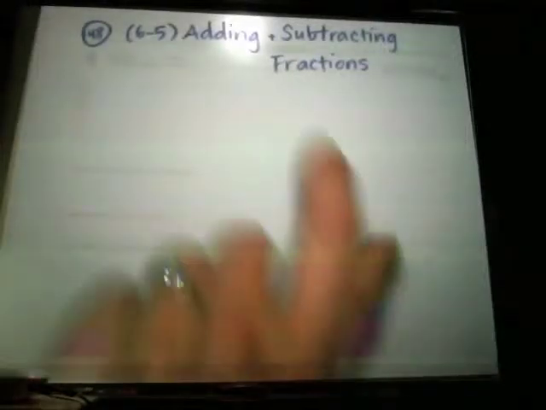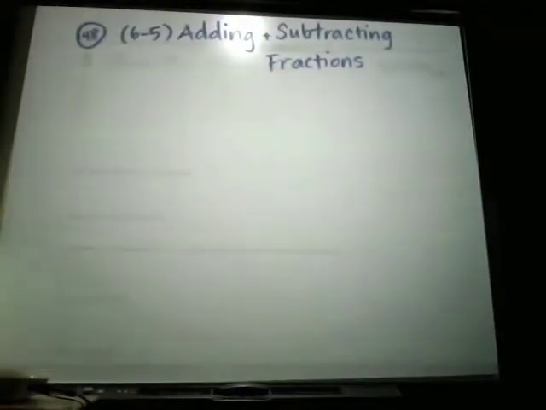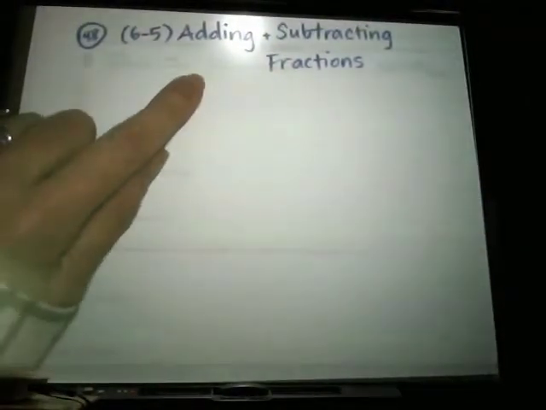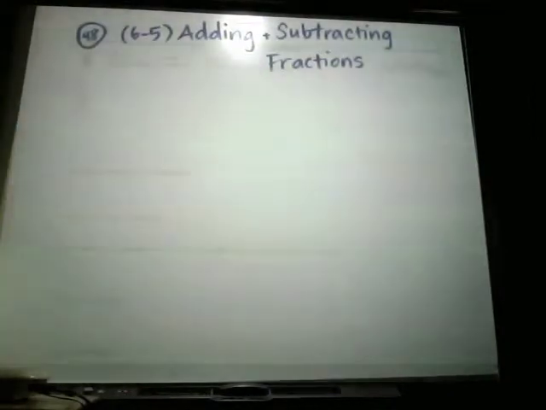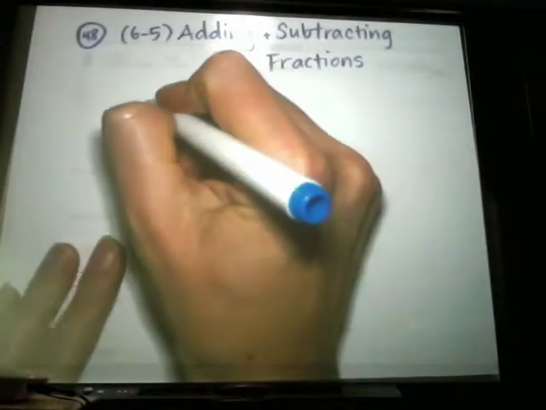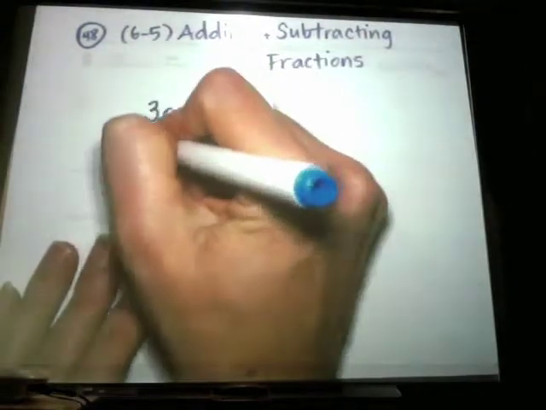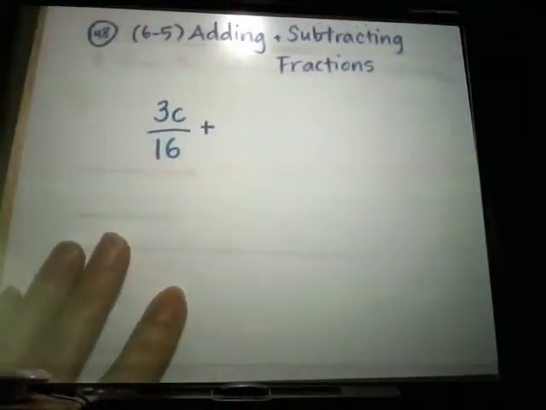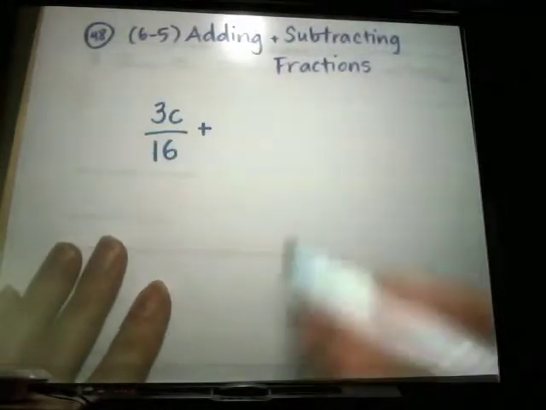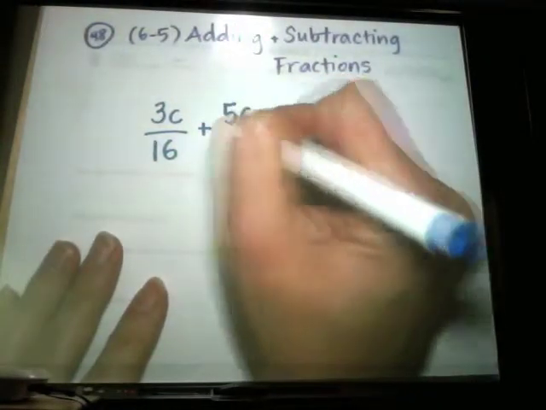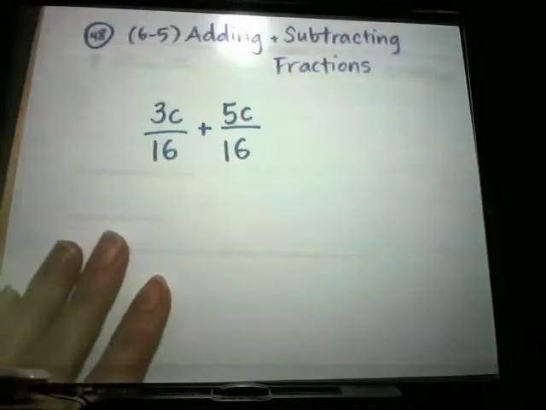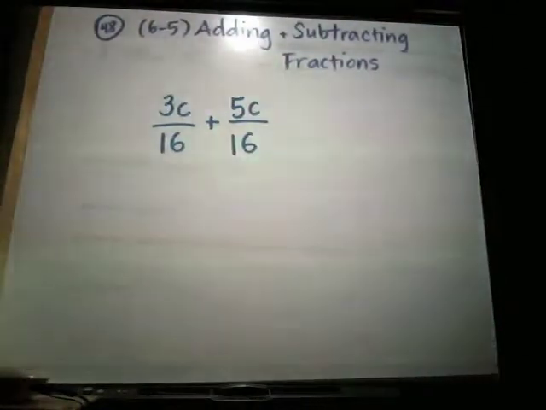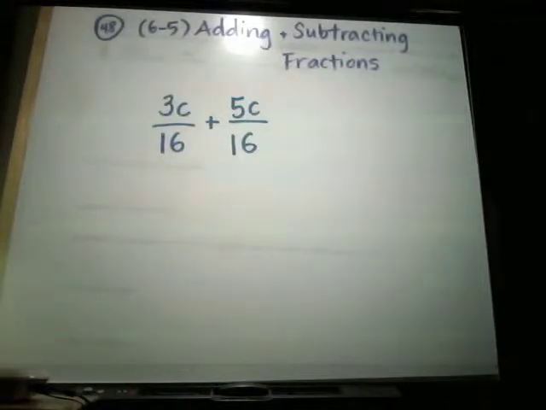In fractions, as you know, no matter what kind of fraction it is, we have to have a common denominator. So the first thing I'm going to do is start by giving you some fractions that already have a common denominator. They will have variables and exponents and binomials, but to start with, we'll practice with some that already have the same denominator. 3c over 16 plus 5c over 16.